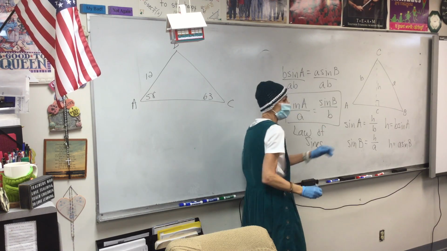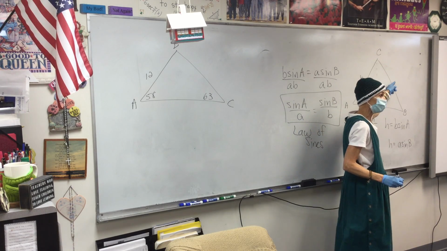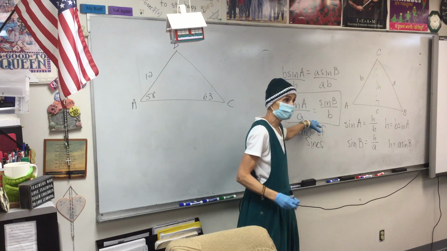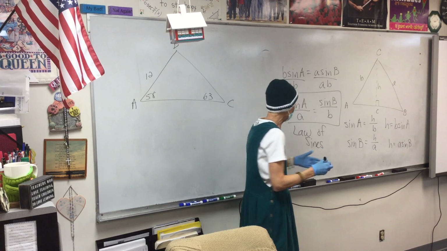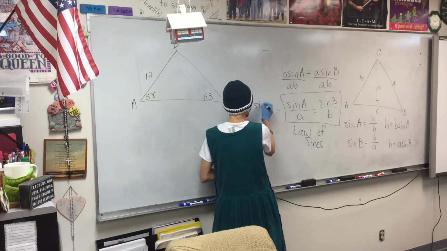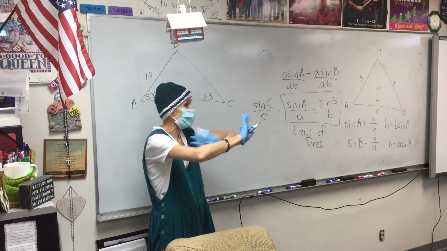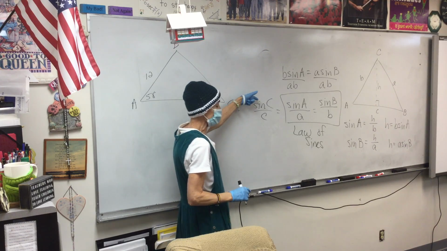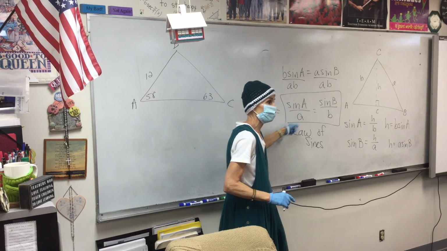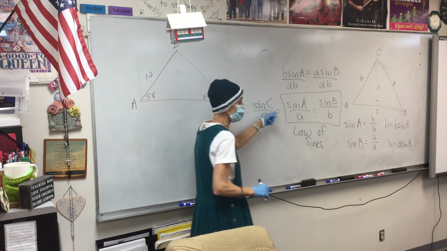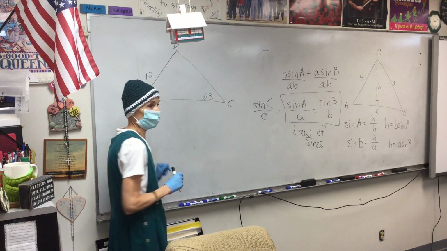Now, I chose to drop this altitude. If I would have dropped this one, I would have come up with a very similar proportion, but it would have used different letters, maybe A and C, or B and C. The law of sines says in any triangle, right or otherwise, any triangle, the ratio of the sine to the opposite side is the same. So you can always set up that proportion to help you solve any triangle.